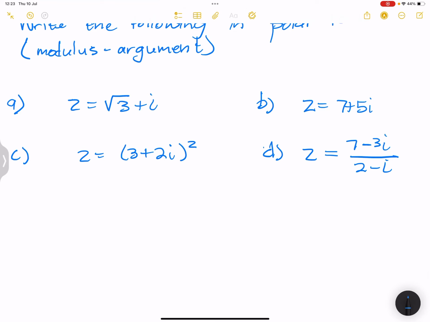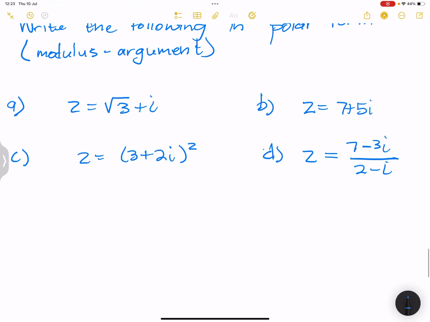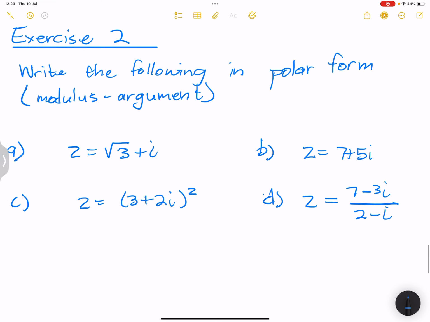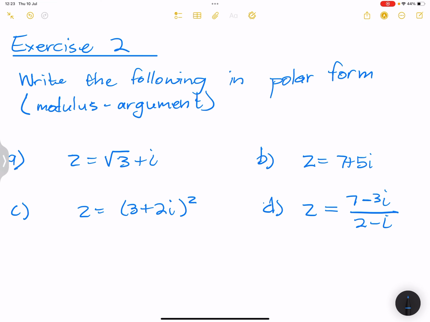So for this video, I am only going to focus on C and D, on the exercises that I had given you on the previous one.